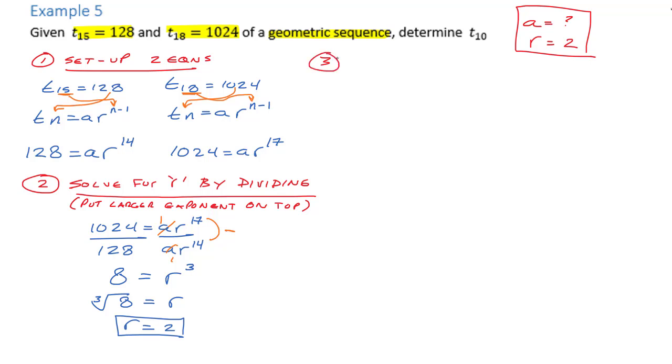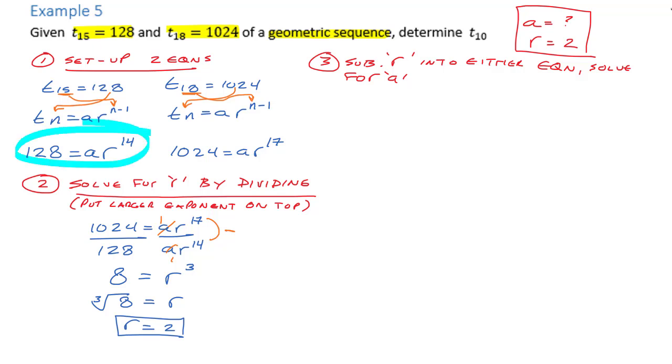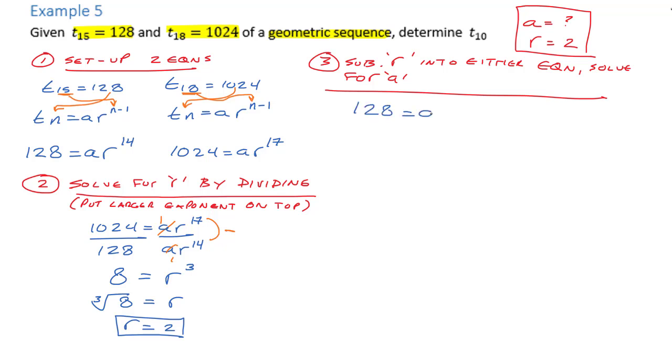So like usual, once you have one piece, sub it in to find the other. So we're going to substitute R into either equation and solve for A. All right, so to do that, here we go. Pick an equation. Which one do we want? Doesn't really matter. I guess let's do this guy. I don't know why that was such a hard decision. All right, so we're going to go 128 equals A times R^14.